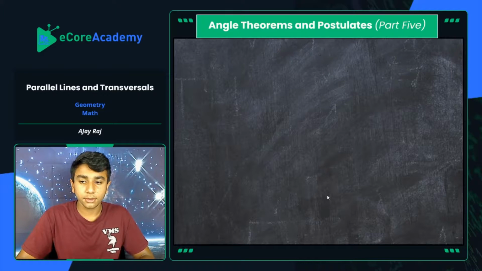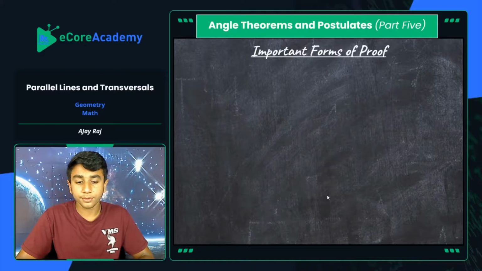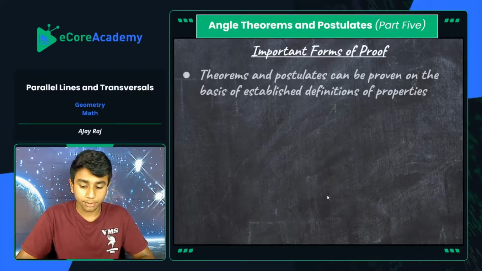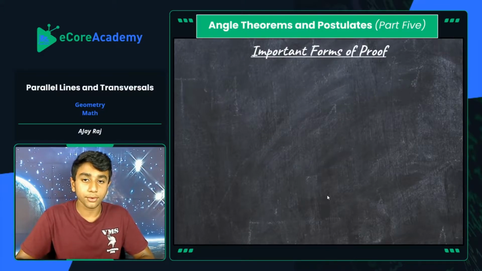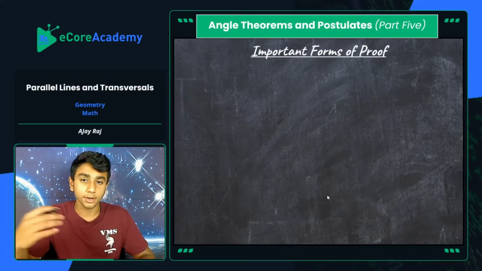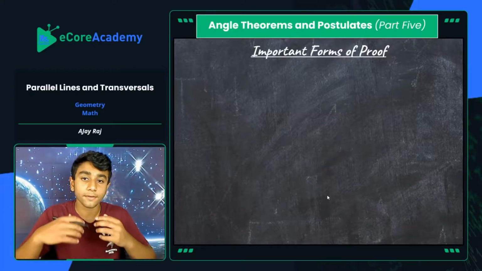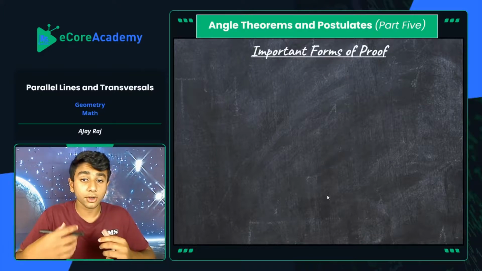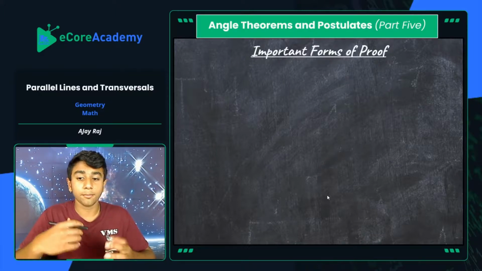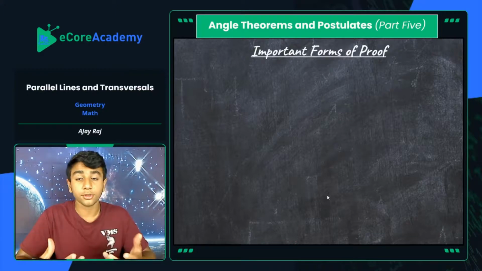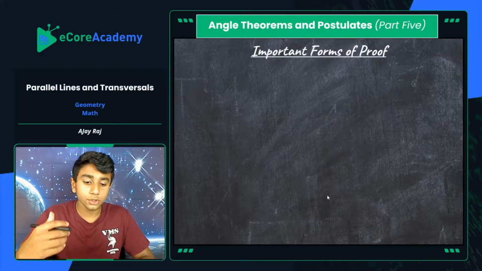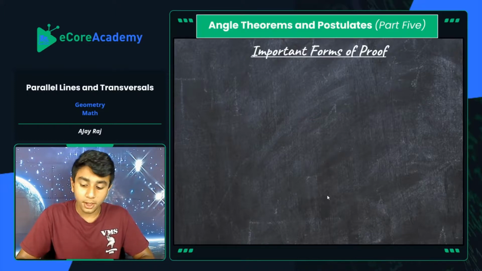And finally, for angle theorems and postulates part 5, we have important forms of proof. So this is going to be forms of proof, how it's actually going to be represented in a proof, and what kind of postulates will prove another one. Anything that you do, any postulate or theorem that you have, has to be based off of previously formulated theories that are actually proven, or previously formulated definitions that are under the laws of geometry. And you can use other theorems and postulates as proof for the theorems that you're looking at currently.